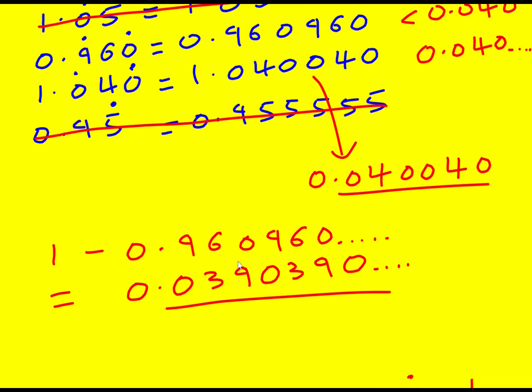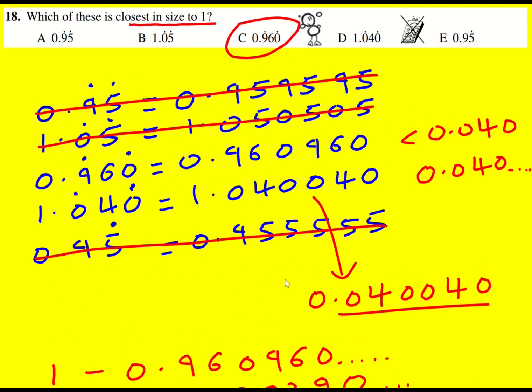Okay, so that's just a little fun fact about how you can subtract recurring decimals. The first one was okay, subtracting 1, but when we have to subtract a recurring decimal from 1, it's obviously a little bit more complicated.